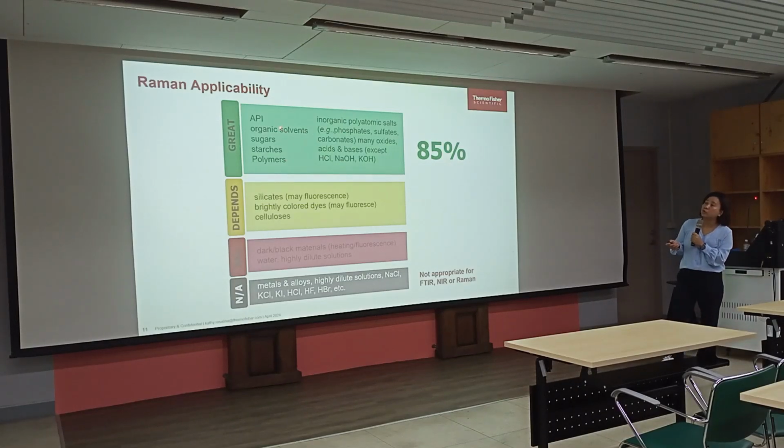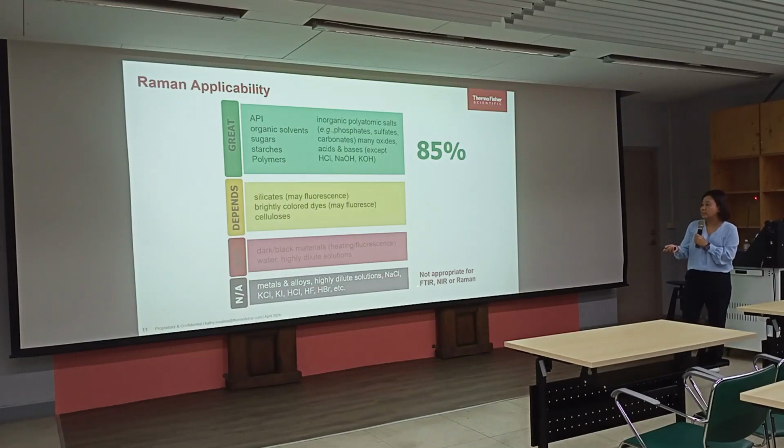So what material is included, like I just mentioned: active pharma ingredient, organic solvents, sugar, starch, polymers, inorganic polyatomic salt as well. So this is suitable to analyze with Raman. And some materials like very black color, very dark color samples, will cause heating and also fluorescence effect. These samples are not suitable with the Raman technique. Then you have to go with other methods which are more suitable.